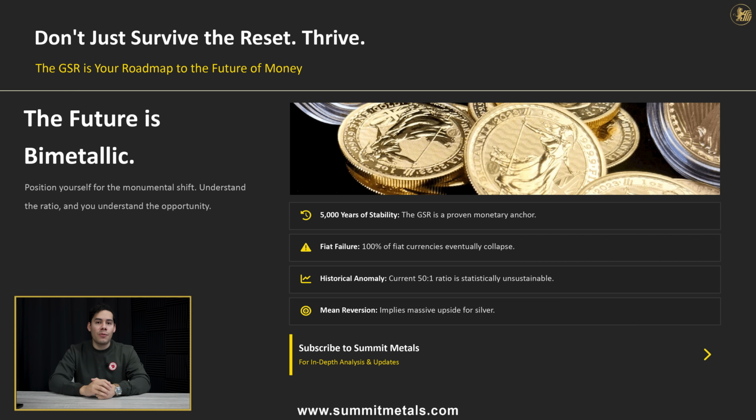We've seen that the GSR was a tool of monetary stability for 5,000 years, giving it a powerful and enduring historical precedent. We also know that fiat currencies have a 100% failure rate, meaning the current system is not permanent. The current ratio is around 50 to 1, which is a massive historical anomaly, making silver statistically undervalued relative to gold. And finally, the principle of mean reversion tells us that this implies a massive upside potential for silver. Understanding this ratio allows you to position yourself for a monumental change. The future is bimetallic, and those who recognize this now will be the ones who benefit the most.